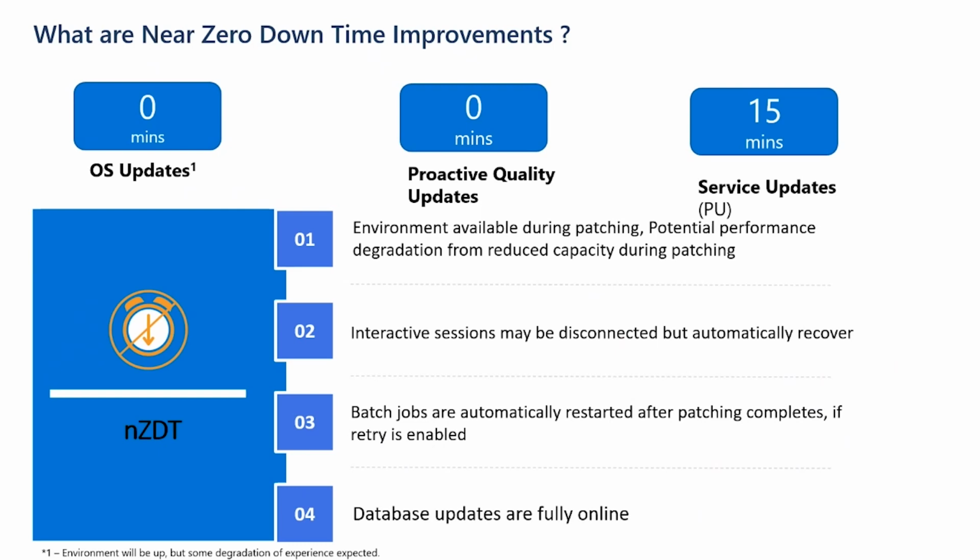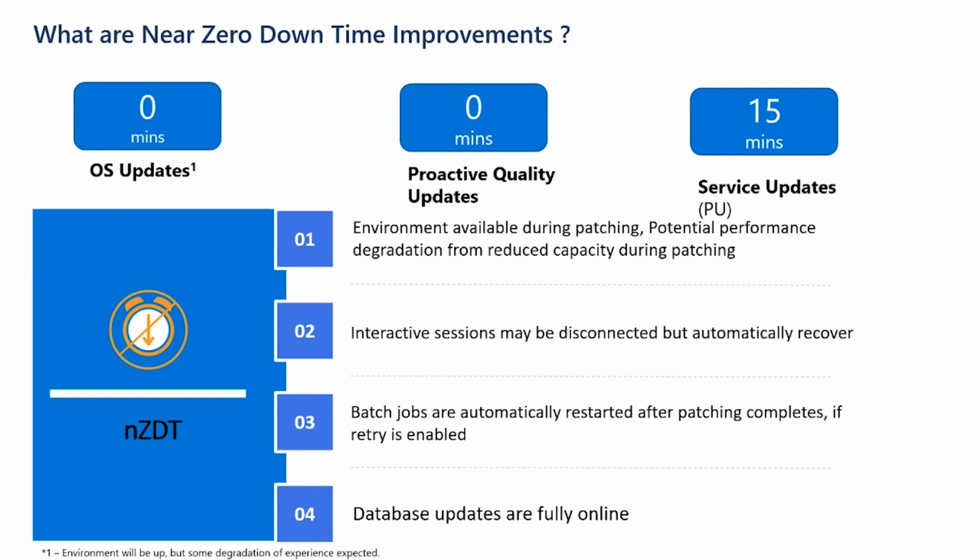So if you have a list of servers, then a few servers will be up and running, serving your workloads, and some of the servers might be going through the servicing process. That has really made it possible to do all the OS updates and the proactive quality updates with no downtime. Service updates also: we started with close to 180 minutes of downtime, later we reduced it to 90 minutes, and now we are down to 15 minutes. We have done a lot of improvements for the service updates as well, bringing the downtime down from 180 minutes to 15 minutes.